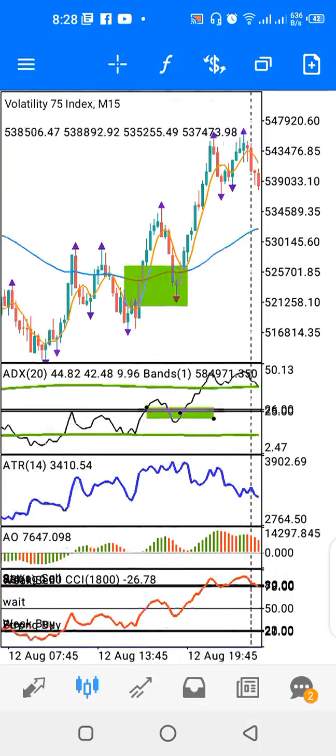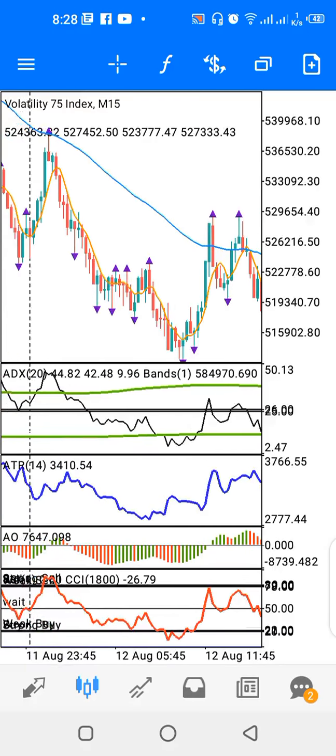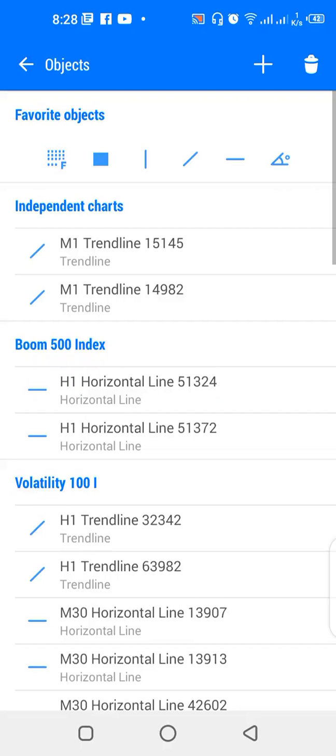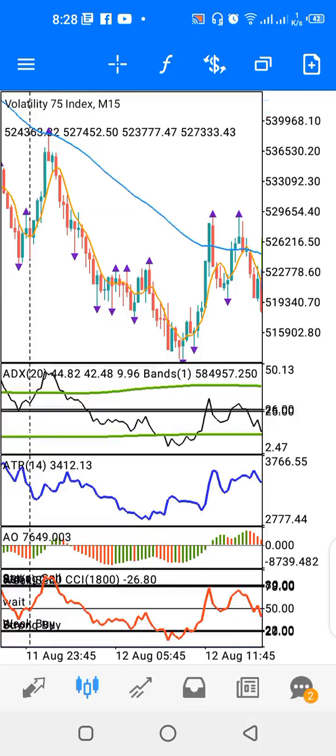Allow it to get to the top, then sell at the point it starts to drop. But for buy entries, you allow the ATR to get to the base, then buy as it starts to rise up. Okay, so you can use a trend line to know your point of ATR line breakout. Of course, your breakout happens around here.